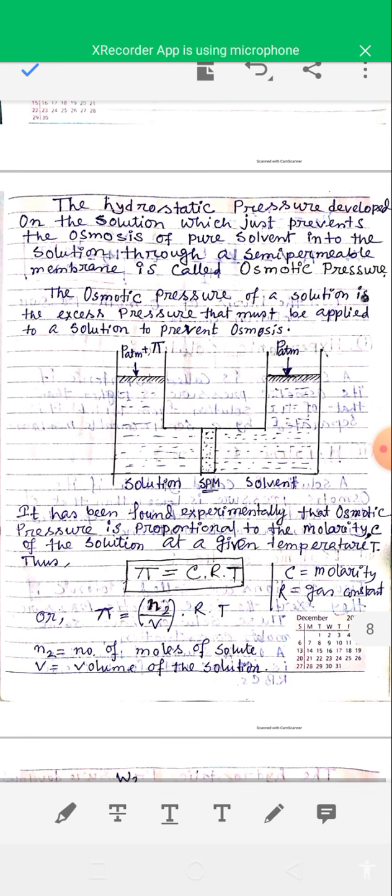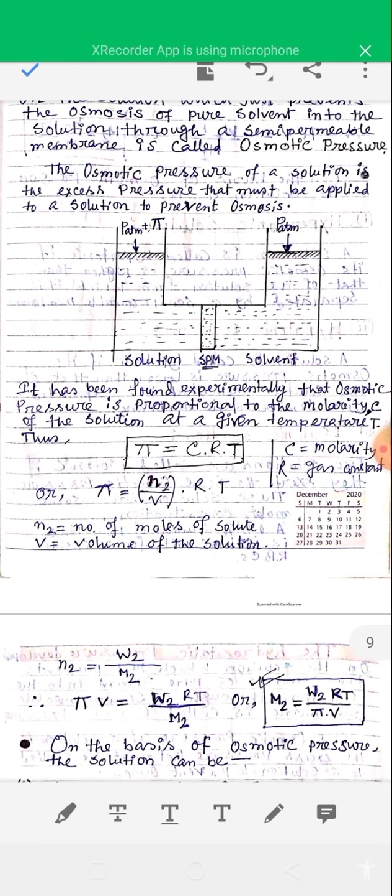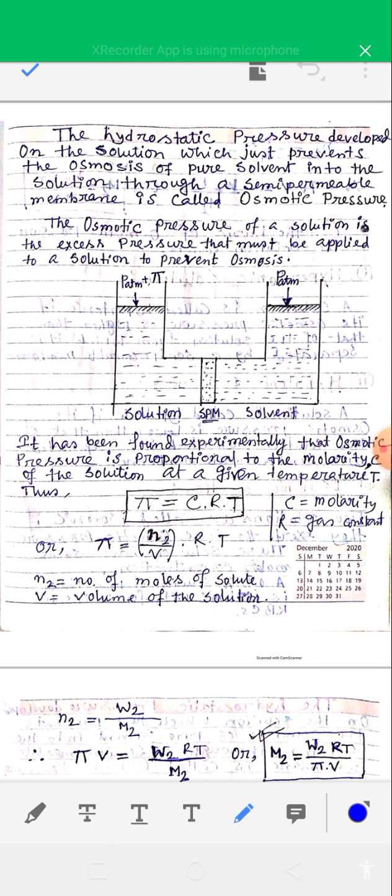Now what is osmotic pressure? You know, the vapor pressure of pure solvent is always higher than the vapor pressure of solution. That's why the solvent molecules are passing from pure solvent to solution side. This is because the vapor pressure above the pure solvent is higher than the vapor pressure above the solution. Okay, this is the cause of osmosis, the difference in vapor pressure of pure solvent and solution.